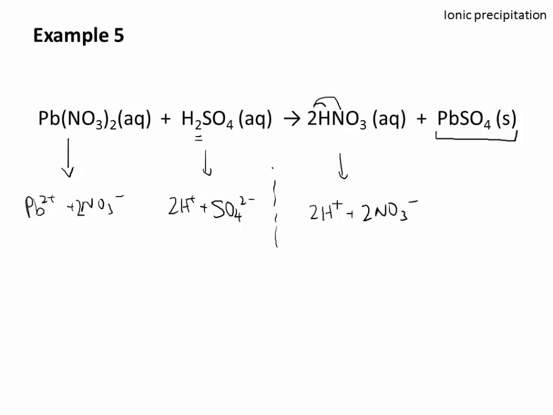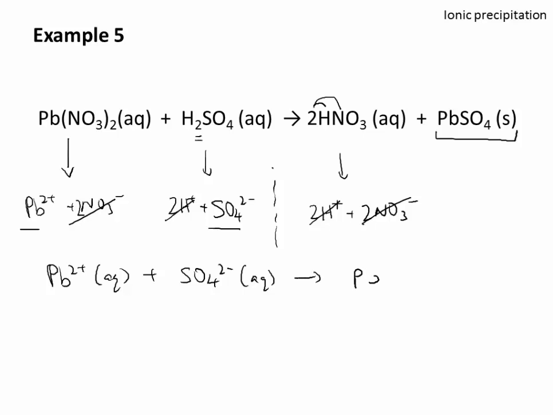Let's cancel away the spectator ions that did not change after reaction. 2 nitrate cancel away, 2 hydrogen cancel away, and what is left are the ions that reacted. So Pb2+ (aq) plus sulfate SO4 2- (aq) give you PbSO4 solid, and this is the ionic precipitation reaction of lead 2 sulfate.